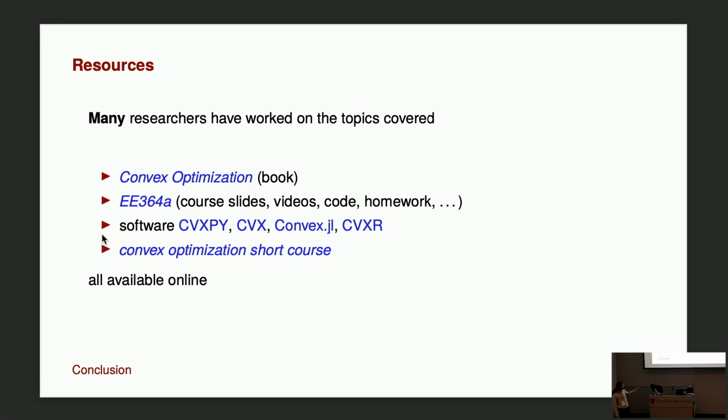And if you want to learn more about convex optimization, there's a great textbook by Stephen Boyd and Lieven Vandenberghe. There's a class, EE364A, that Stephen and I spent the summer redesigning. And we have a lot of software in other languages as well. So if you don't use Python, we have Julia, MATLAB, and R versions of CVXPY. And we also have a short course that takes about 8 hours to run. All the resources for it are available online.